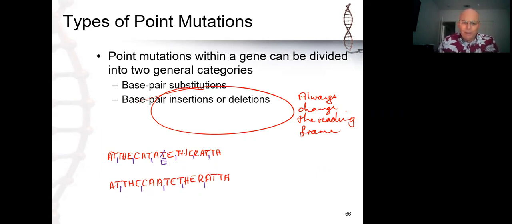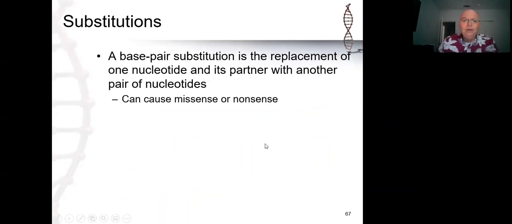particularly if they affect the wobble base. But insertion mutations and deletion mutations, they always have an effect because they always change the reading frame. And by changing the reading frame, what's referred to as a frame shift mutation, you create a message that no longer makes sense.